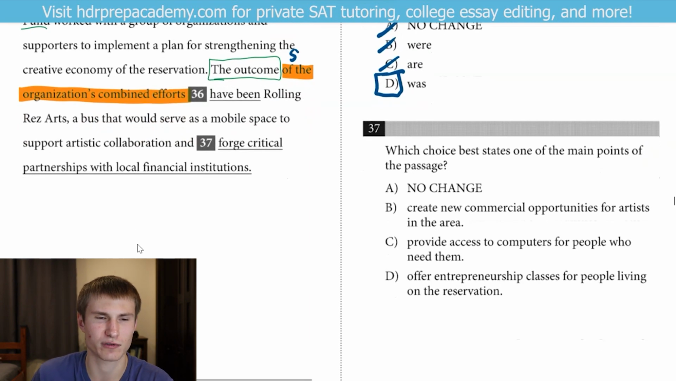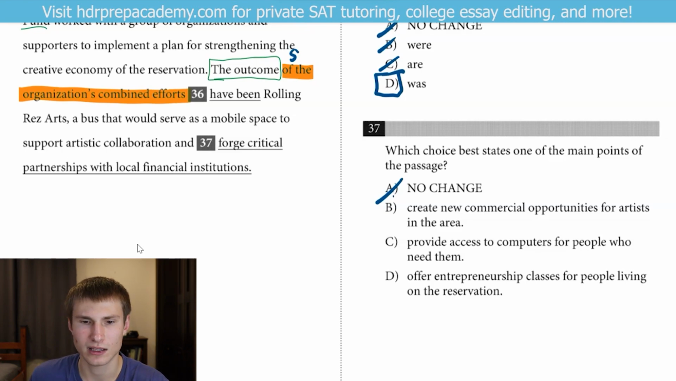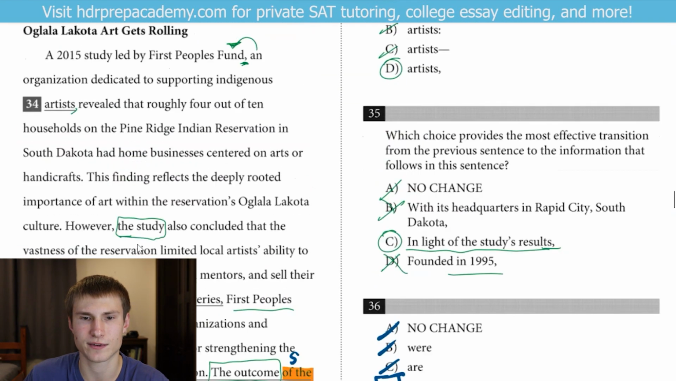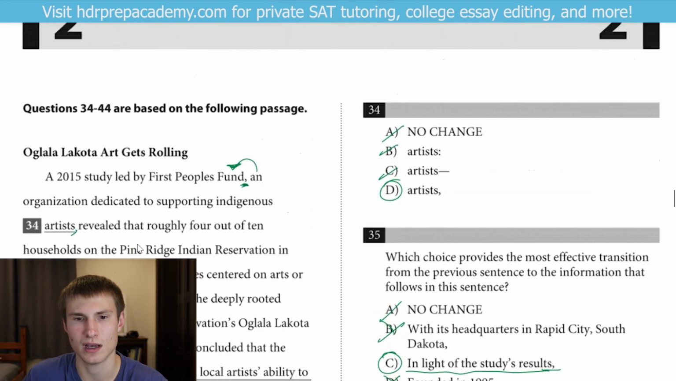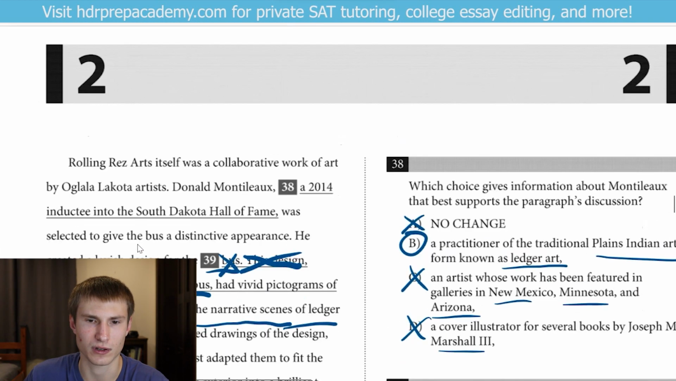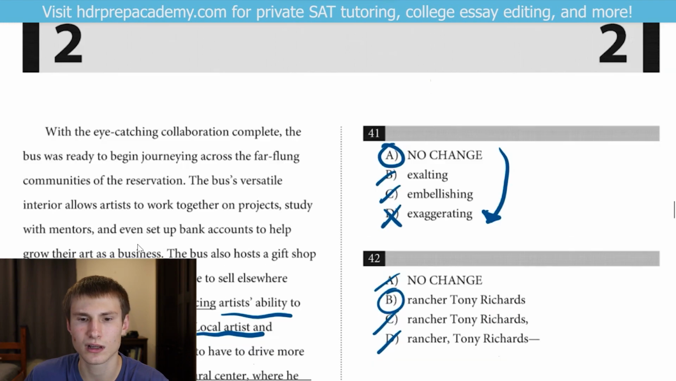We have option A, forge critical partnerships with financial institutions. No. B, create new commercial opportunities for artists in the area. Yes, that's ultimately the point here, right? C, provide access to computers. No. And then D, offer entrepreneurship classes. No. Okay, so we see our answer for 37 then. It's going to have to be answer choice B. Now that we answered that, we'll go answer 44 since that's our last question.